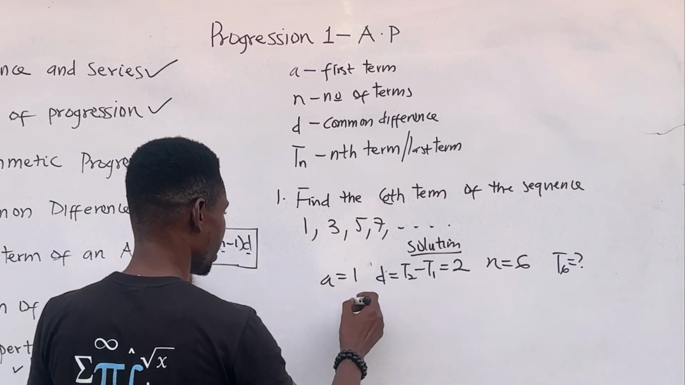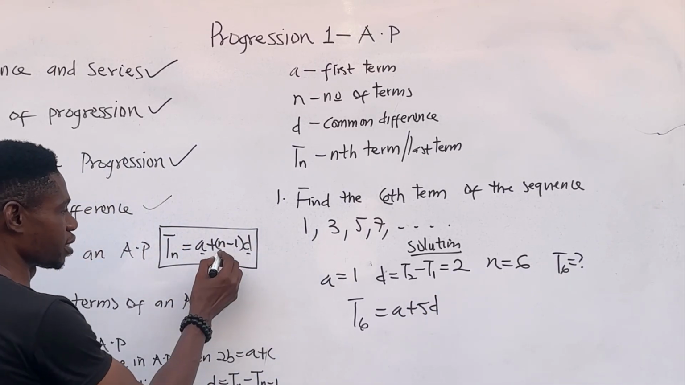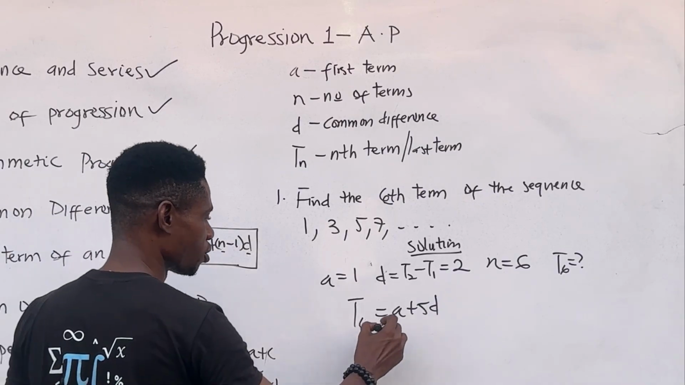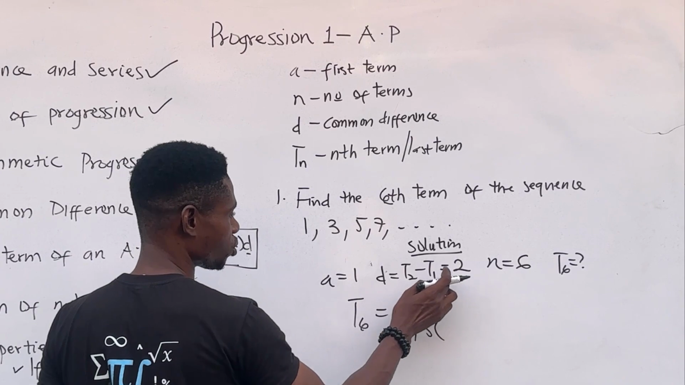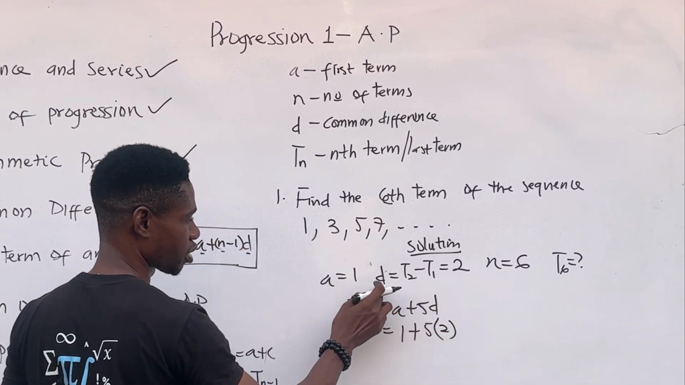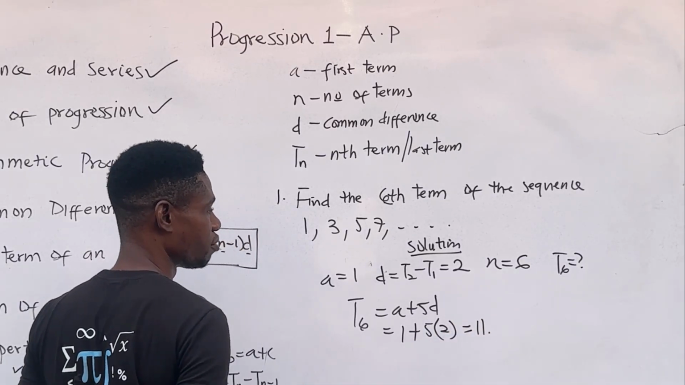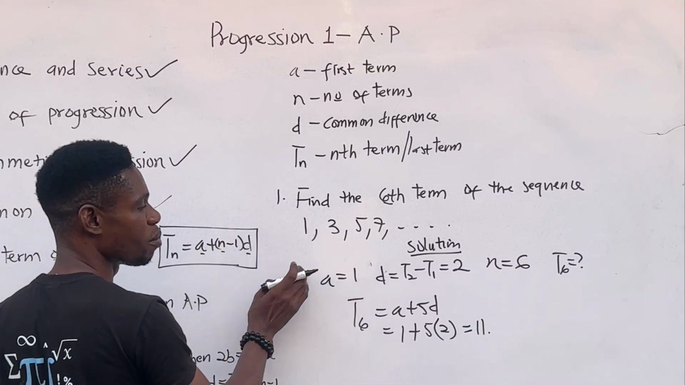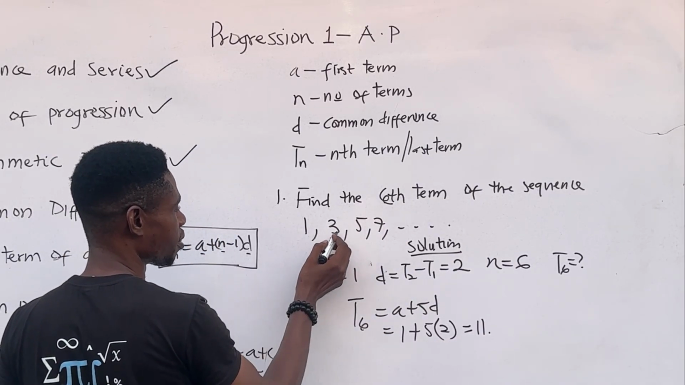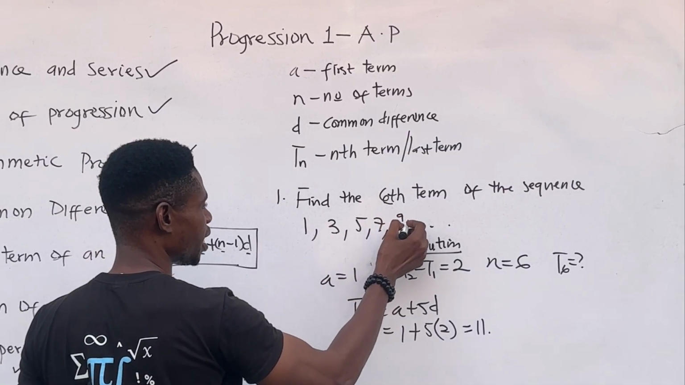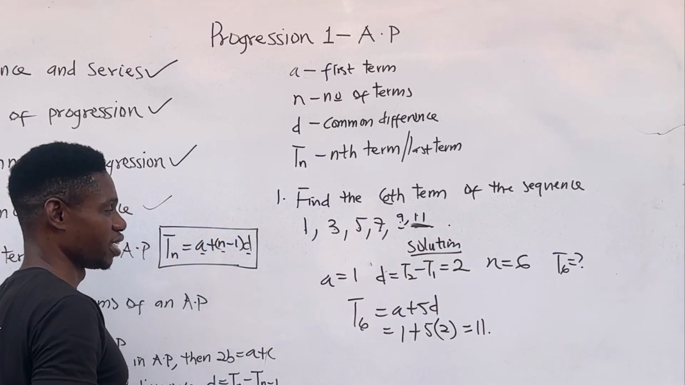Now remember what we said earlier. T6 is equal to A plus 5D, right? 6 minus 1. So that will simply be A, which is 1, plus 5 multiplied by the common difference, which is 2. And that will give us 11. So the sixth term of this progression is 11. And let's even try it. 1, 3, 5, 7, 9, 11. So 1, 2, 3, 4, 5, 6. So the sixth term is even 11.